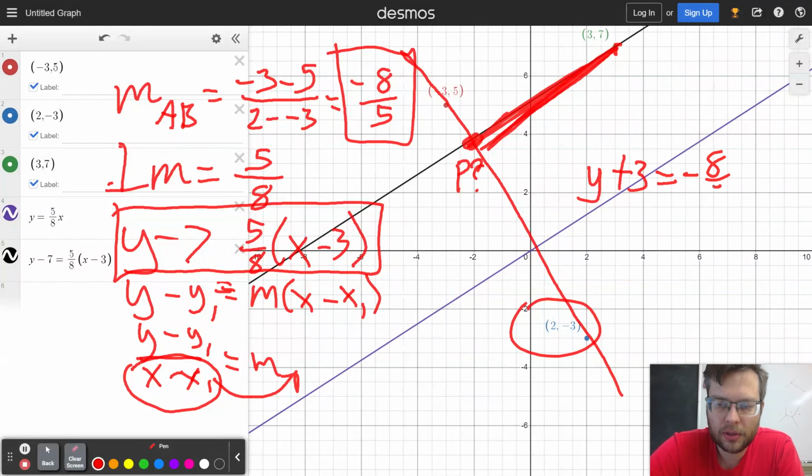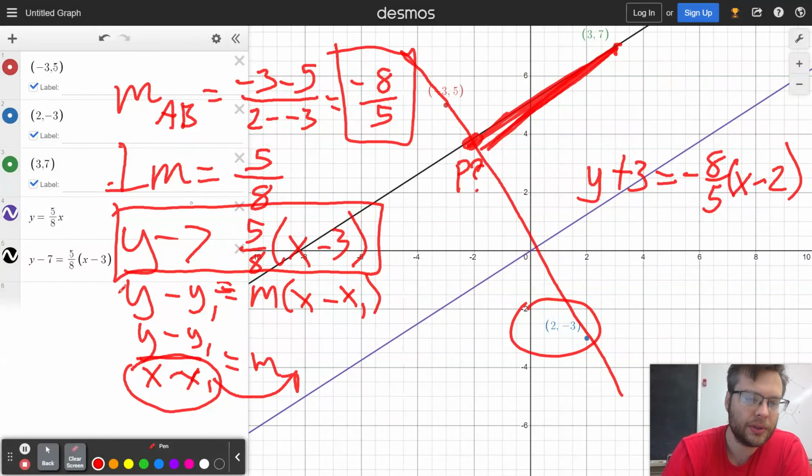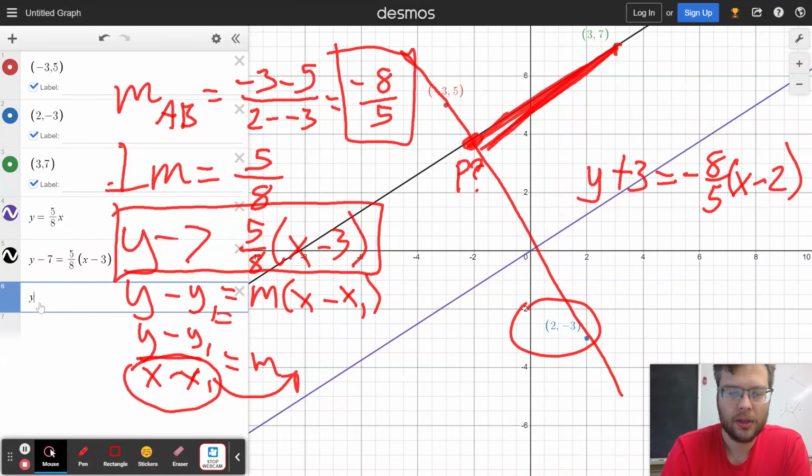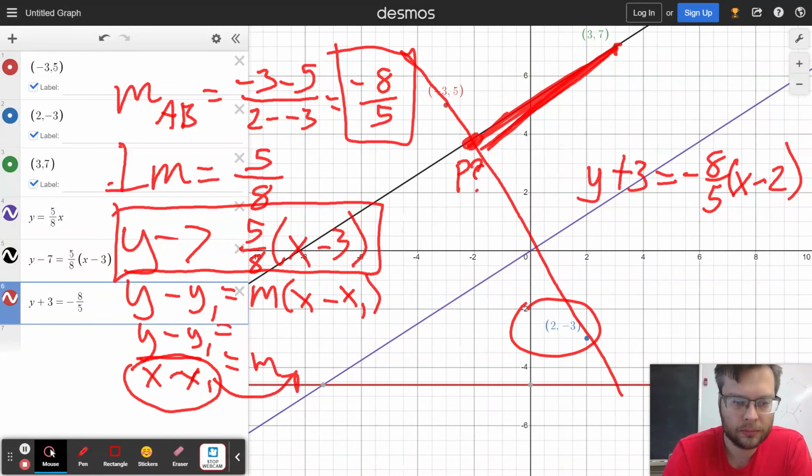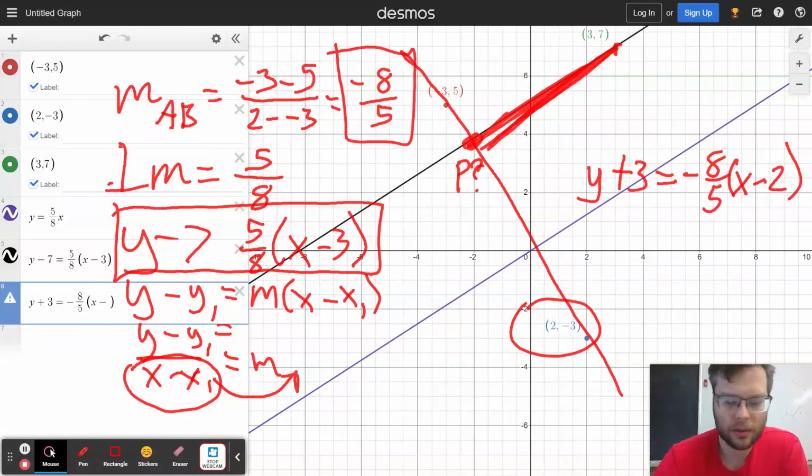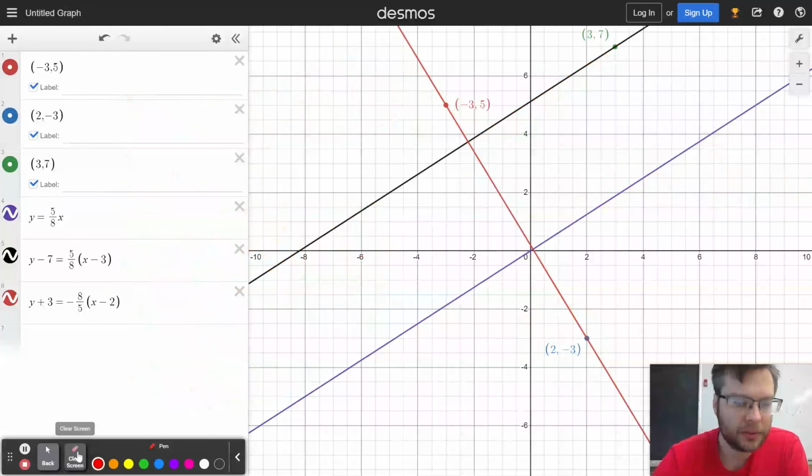Equals slope times x minus the x value. What I'm going to do is type that in and then clear the screen so I don't lose it, so we can clean up a little bit. So here, oops, almost, x minus 2. So here we are. Let's clear the screen.